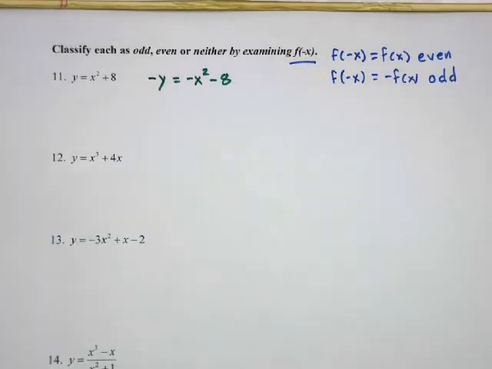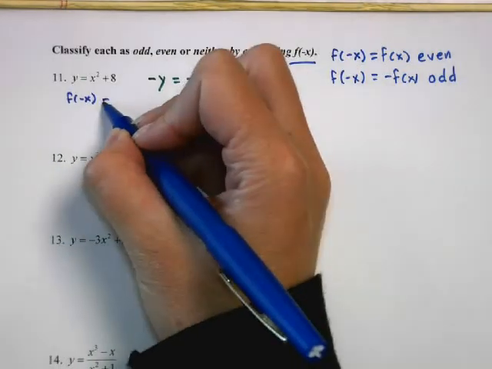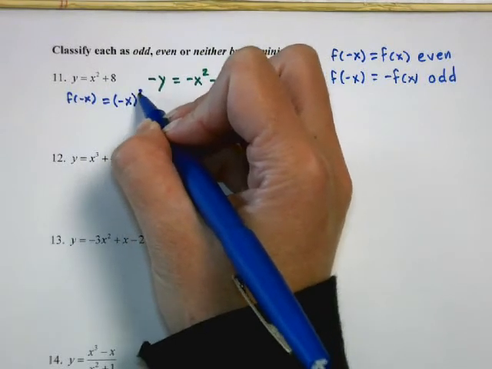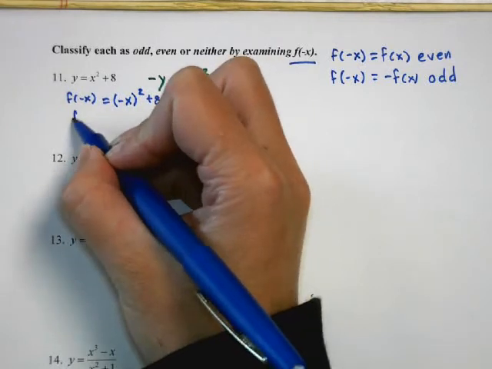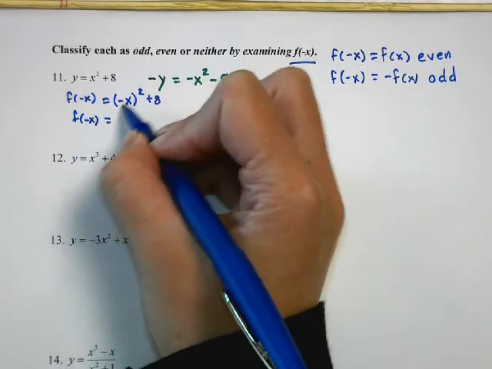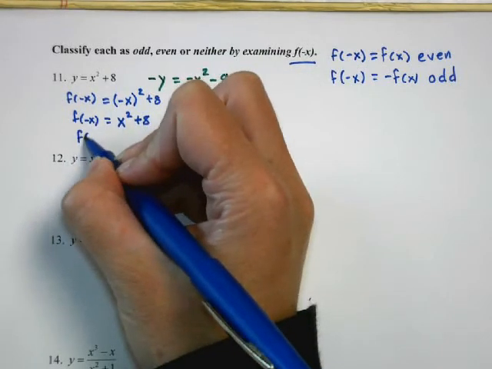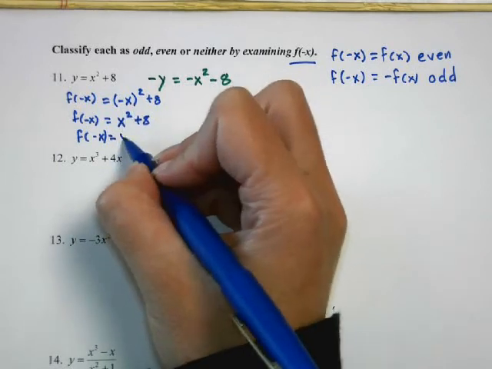Now I'm going to actually plug the value in. So I'm going to say f of negative x. That means anywhere I see an x, I'm going to replace it with a negative x. Simplify it. So that will be x squared plus 8, which means f of negative x equals the original equation. It did not change. So this one is even.